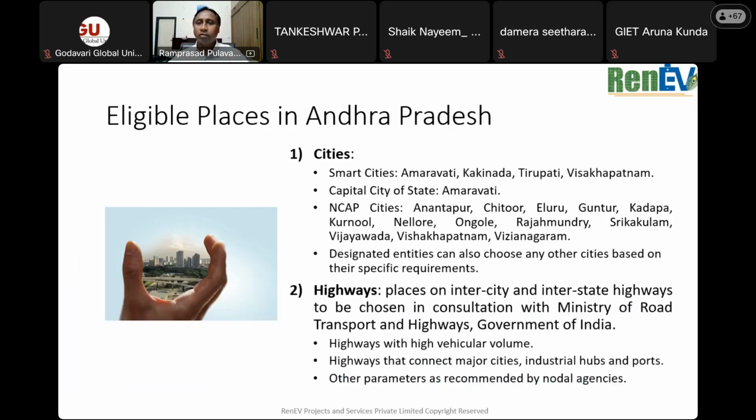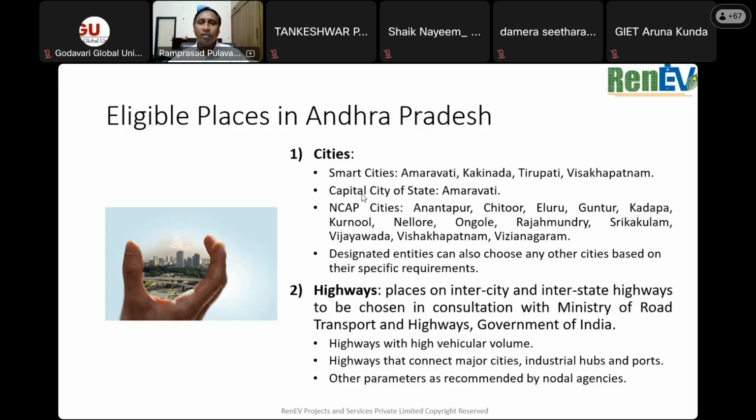So I'm now going to specifically talk about Andhra Pradesh. This will be valid for other states of India as well. What they are saying is, if I want to install in Andhra Pradesh, these subsidies are available. Everything is perfectly fine, but where is it allowed to be installed? First thing is smart cities. As you know, there are smart cities in every state of India. In Andhra Pradesh, there are 4 smart cities: Amaravati, Kakinada, Tirupati, and Visakhapatnam.